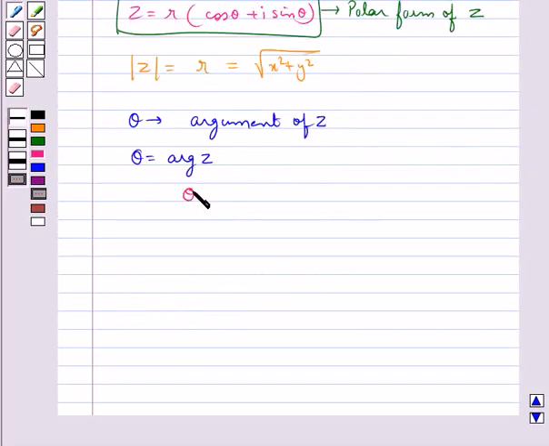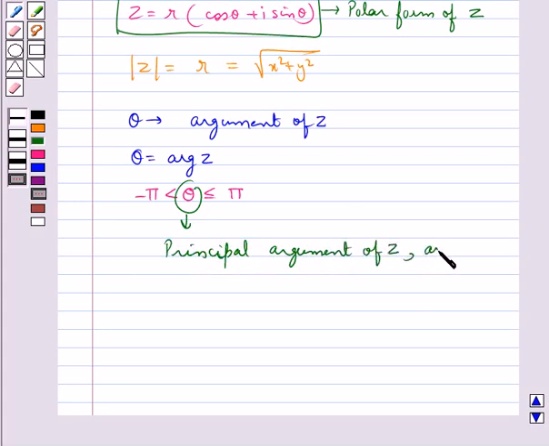The value of theta such that theta is greater than minus pi and less than or equal to pi is called the principal argument of Z, and it is denoted by this.